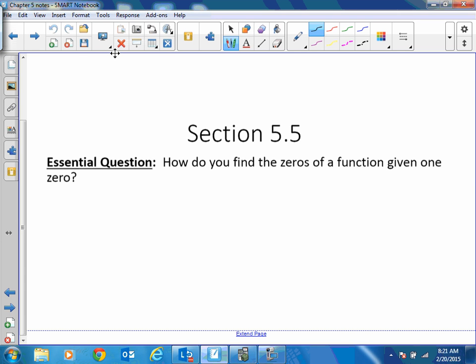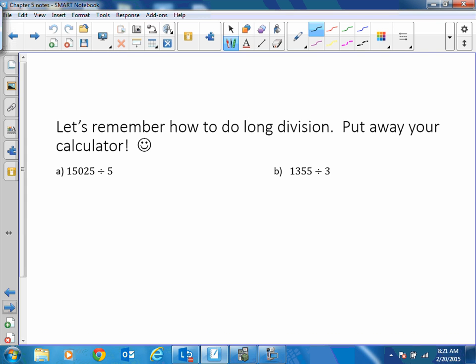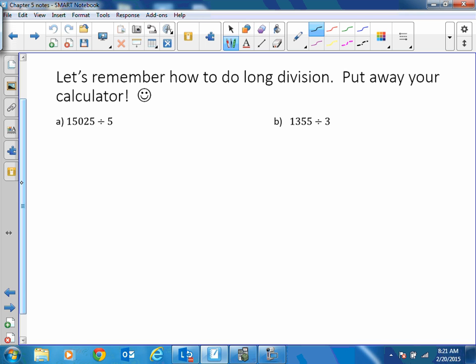Right, section 5.5 is such a question. How do you find zeros of a function given 1, 0? Okay, we're going to start solving polynomials. Let's take a look back because we're going to be doing some long division of polynomials, which is very difficult. Let's look back to how we did long division with regular numbers.